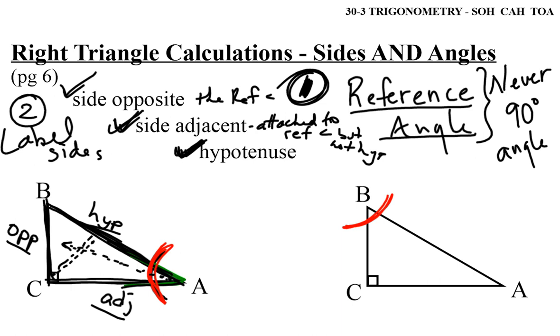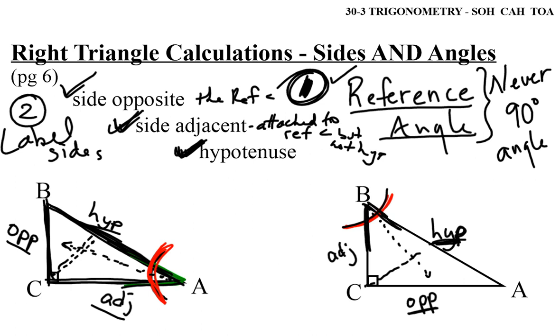So we chose this time reference angle will be B. So opposite the 90 is hypotenuse, always. That one doesn't matter what the reference angle is because hypotenuse is always across from the 90. But now opposite and across from the reference angle is side opposite, and opposite and hypotenuse are labeled, so that leaves adjacent. And the adjacent is attached to the reference angle, but isn't the hypotenuse. There's your hypotenuse, so that has to be adjacent.